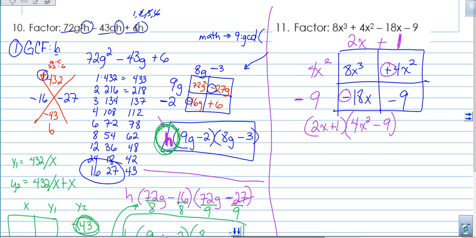So a red flag should be thrown up now. You see an even power and a subtraction. Okay? 4 is a perfect square. 9 is a perfect square. So we have difference of squares right here. Okay? So you now have to go through and do difference of squares like we did before with the binomial.